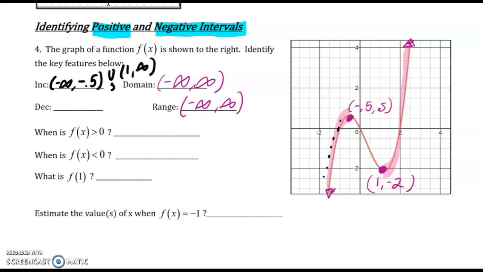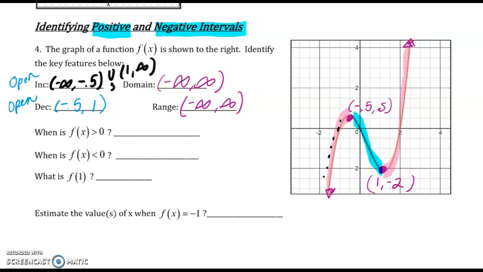And then decreasing, right? Let me do this part. This is where it's going to be decreasing. So I'm going to say it's going to be decreasing from negative 0.5 until 1. And usually what Math Excel will say is we're talking about the open interval, which just means use parentheses.